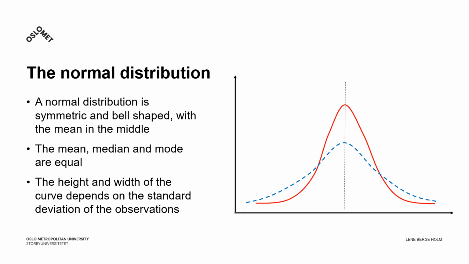The blue dashed curve here is wider than the red curve. That is because the observations in the dataset which this curve is based on varies more from the mean than the data represented by the red curve. The more the data varies from the mean, the higher the standard deviation. So the blue dashed curve has a high standard deviation, while the red curve has a smaller standard deviation.